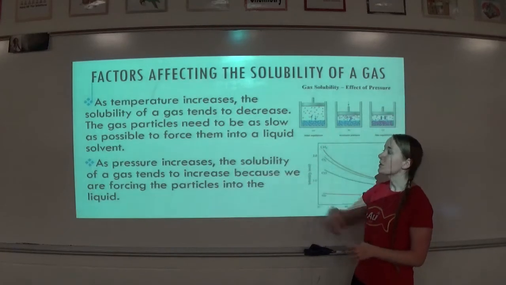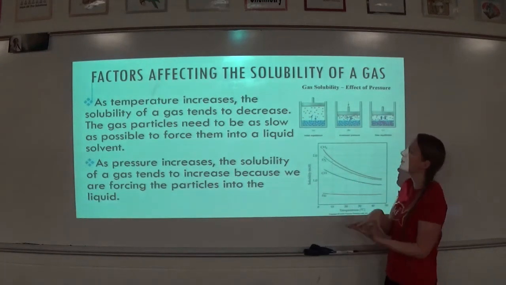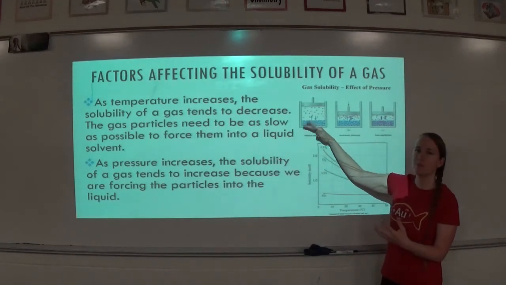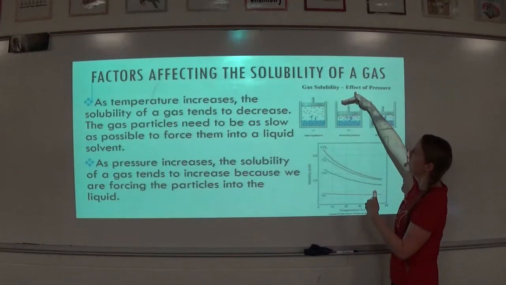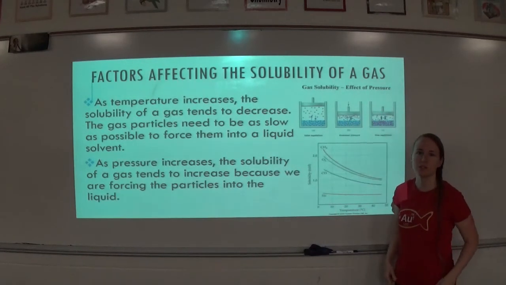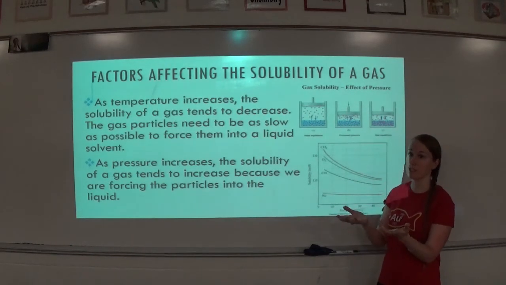As pressure increases, the solubility of a gas tends to increase because it's like we're forcing the particles in. Okay, so we have our gas above our liquid. We've dissolved some of it by trying to get it really cold. And then if we put some pressure on there, we can force some more of the particles to dissolve. So that's why when you open a Coke, you always hear the pressure release.